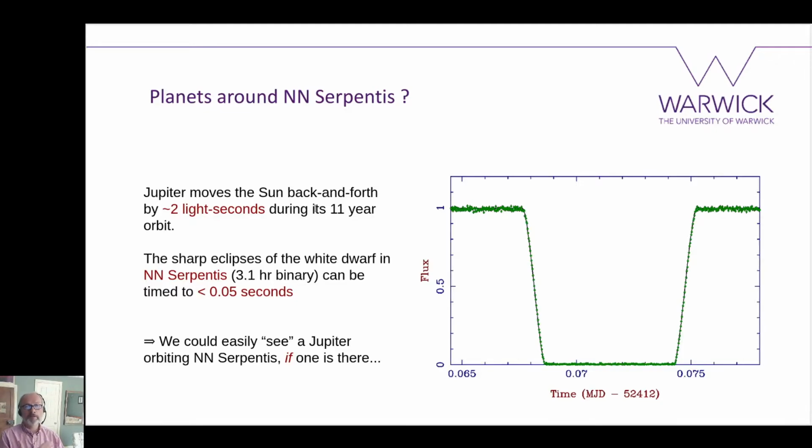So if the Sun was varying in such a way that I could measure it accurately, I would be able to see that very small variation, 2 seconds back and forth on this 11-year cycle, and I would be able to say that Jupiter's there. Now, the Sun doesn't, but a binary like NN Serpentis, this one here, does. Its sharp eclipses can be timed to less than 0.1 seconds, and so I could quite easily pick up something like Jupiter if it was orbiting around NN Serpentis. And in fact, we could see something quite a lot less massive than Jupiter.